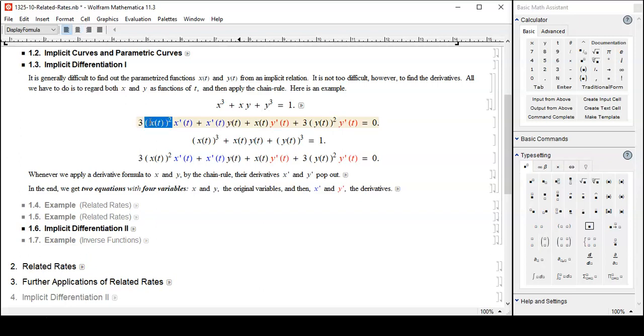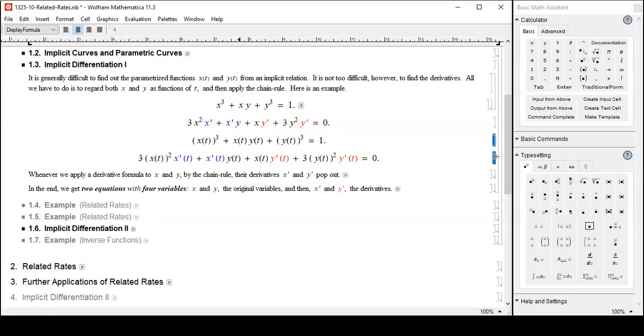Just 3x squared, and then times x prime. And then this one is x prime y times xy prime. And then 3y squared and just y prime. Okay, there you go. So this expression here and that expression are the same, just simpler. So without doing any kind of t, you can get this result.